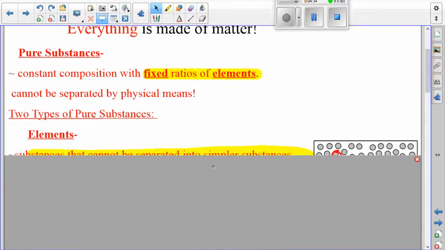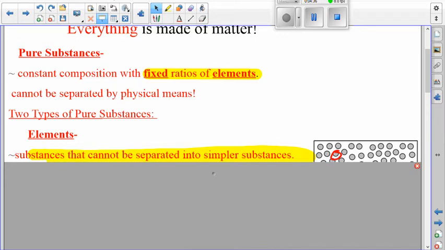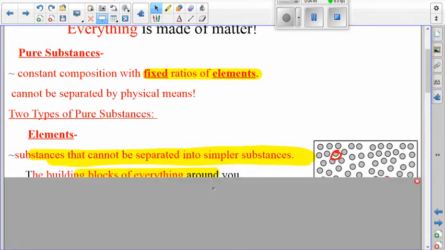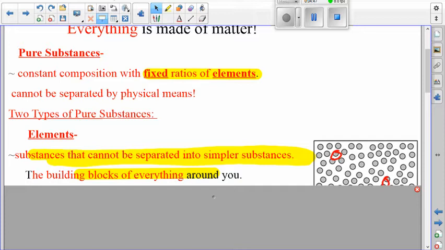Elements are substances that can't be separated into simpler substances. They are as simple as you can get them already. There aren't smaller pieces. They are also the building blocks of everything around you.